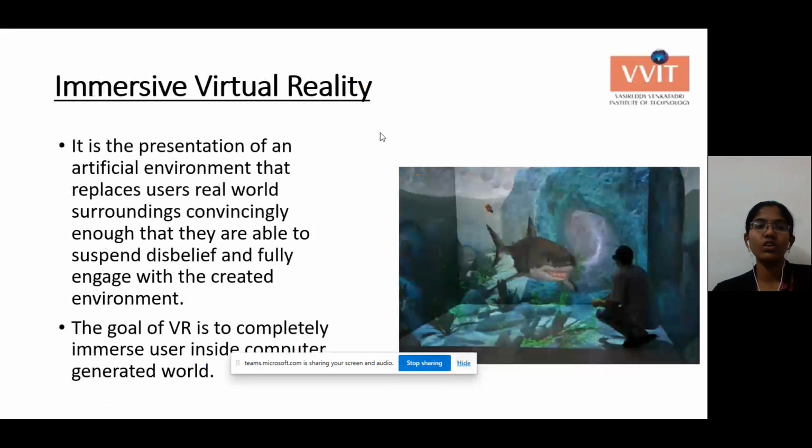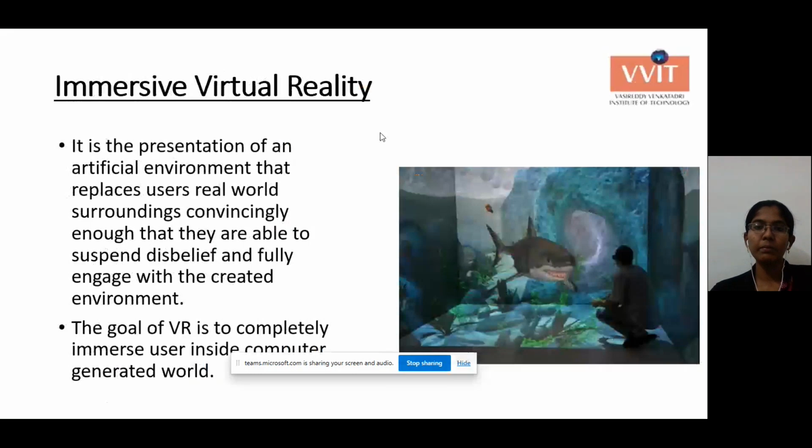So next, 3D audio. It helps to play sounds in 3D space so that the user feels that the sounds come from real objects. So in the previous picture I have shown, the person is assuming that he is in the aquarium. So the advantage of using 3D audio is he can hear sounds like water sounds, fish sounds, etc.